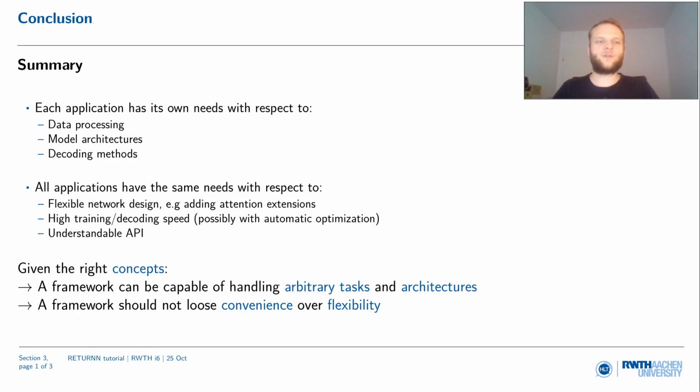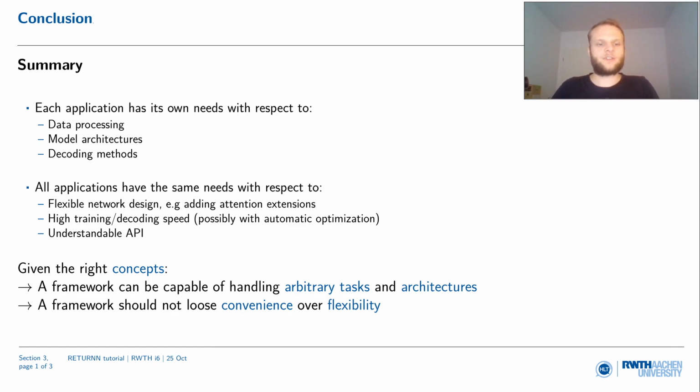So now we come to the conclusion of the second part of the tutorial. In the second part we have seen that each application has its own needs with respect to the data processing, the model architectures, and decoding methods. But all applications have the same needs with respect to flexible network design. For example, we've seen a lot of different attention extensions. And of course, each application has the need for a high training speed and a high decoding speed. So every application can use the automatic optimization we've seen in the first part of the tutorial. And of course, having an understandable API for designing all the applications is nice.